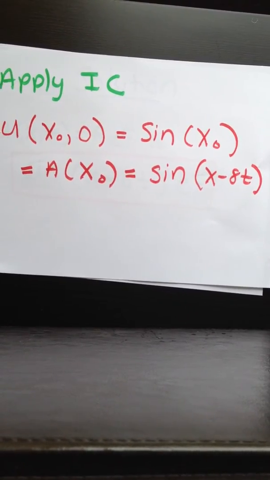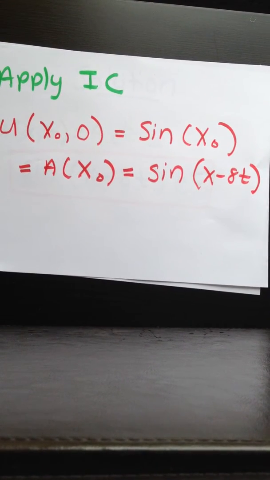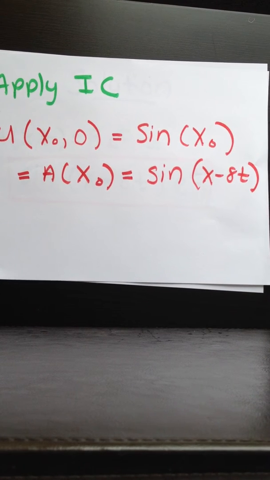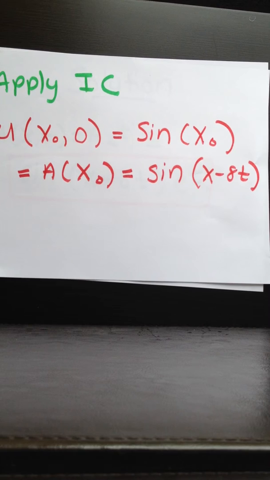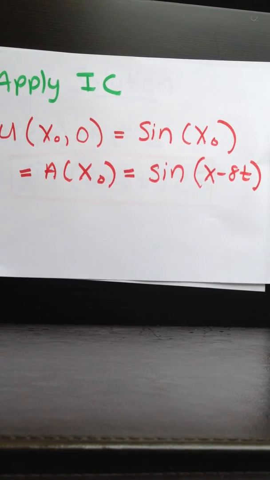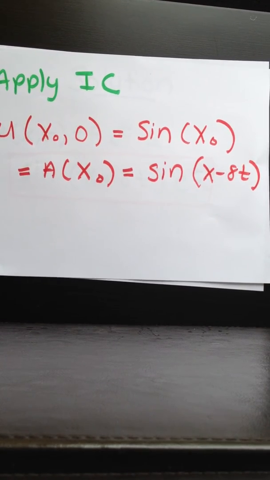It's time to apply the initial conditions. So we can write the initial conditions as u of x naught comma 0 is equal to sine of x naught, which is equal to A of x naught, which is equal to sine of x minus 8t, because we know x naught is equal to x minus 8t.